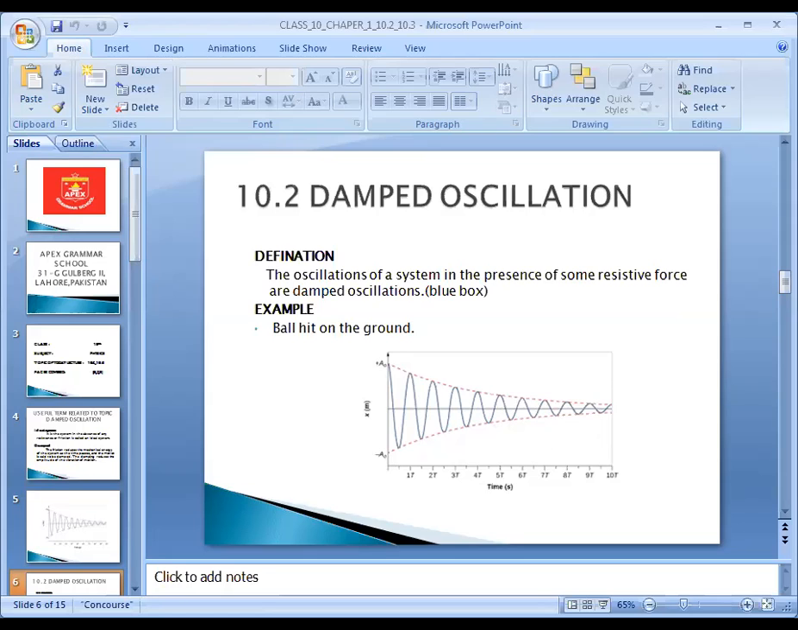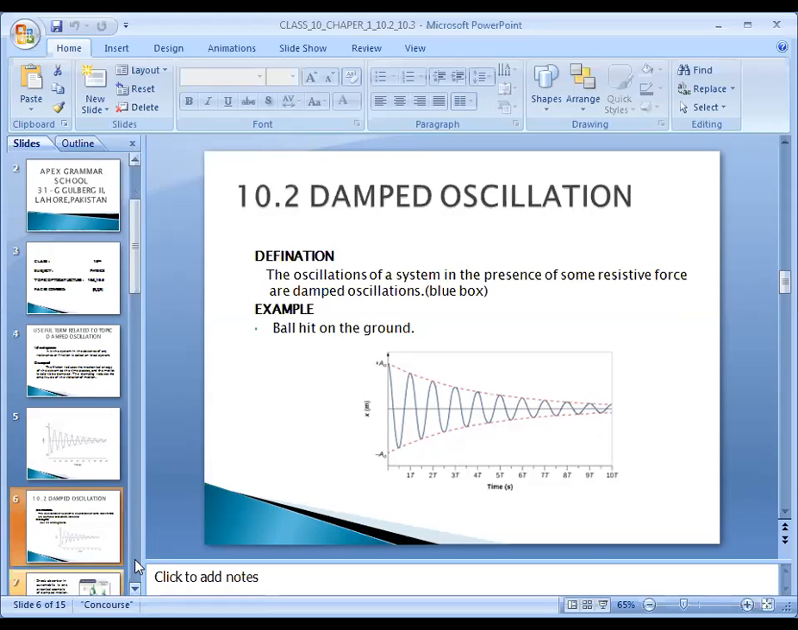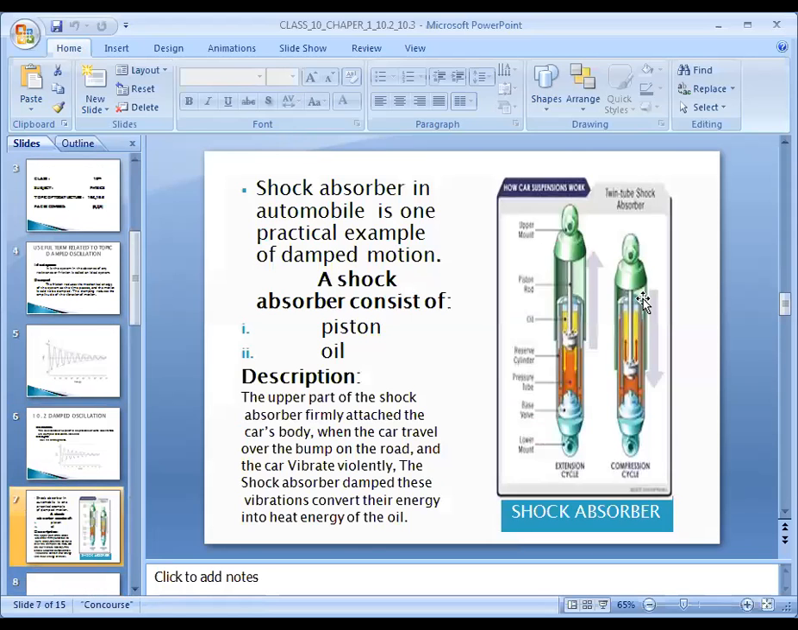I have already told you. The next very practical example of damped oscillation is the shock absorber. The shock absorber in automobiles is one practical example of damped motion. What happens? In a shock absorber, you can see the image on the right hand side, these are the pistons. This is the upper part of the shock absorber, and this is the lower part of the shock absorber, right?